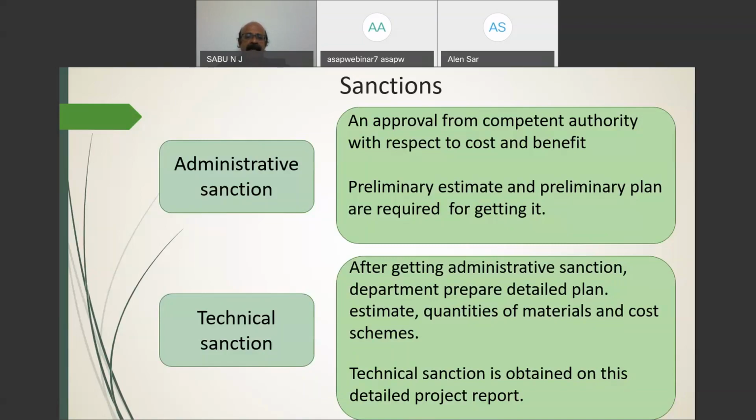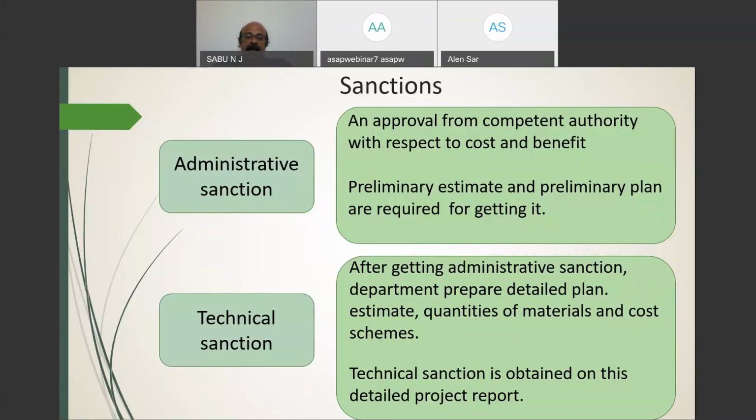For getting this administrative sanction, the preliminary estimate and preliminary plan are required. That is very important. It is done at the very preliminary stage of any project, under the pre-investment phase of the project. After getting the administrative sanction, or formal acceptance of the government, the department has to prepare the detailed plan, estimates, quantities of materials, cost schemes, etc. That is included in the detailed project report.